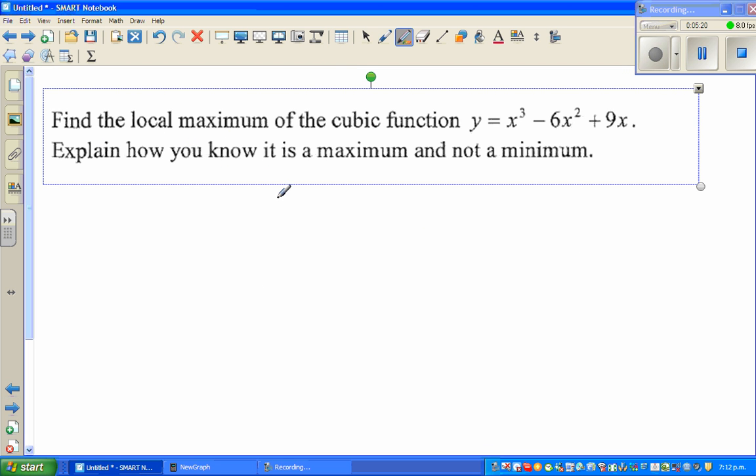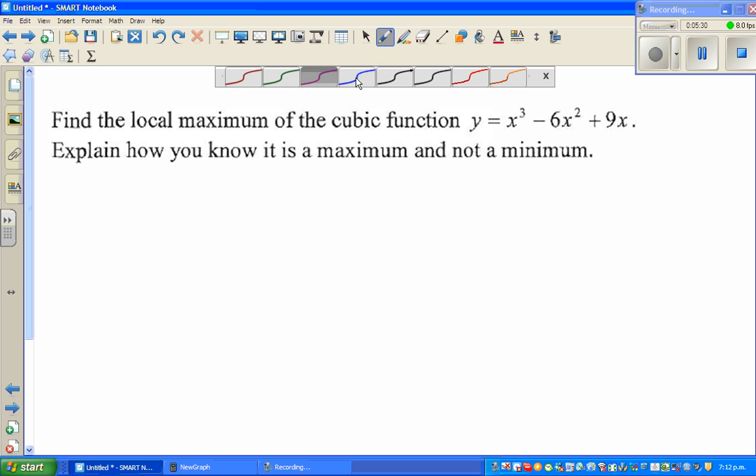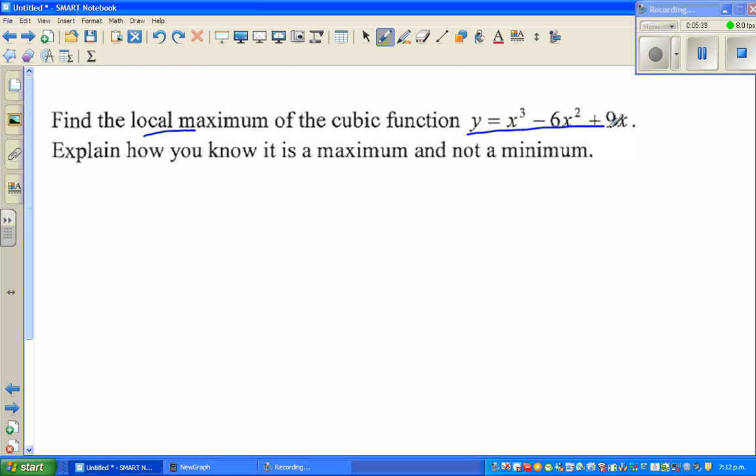This question is where you have to find, hopefully you should have done this, the local maximum. I should use the pen tool now. Find the local maximum of the cubic function y is equal to, and explain how you know it's a maximum and not a minimum.